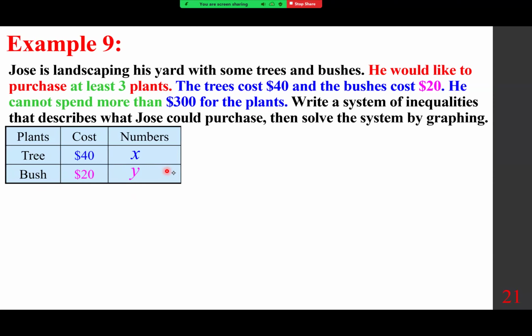And so we want to write the inequalities. So he would like to have at least 3 plants. These are the plants. So X plus Y must be greater than or equal to 3. On the other hand, the cost is $40 and $20. So 40 times X and 20 times Y. He cannot spend more than $300, must be less than or equal to 300. I hope everybody understands that. At least 3, X plus Y is larger than or equal to 3, and cannot spend more than 300. So 40X plus 20Y less than or equal to 300.